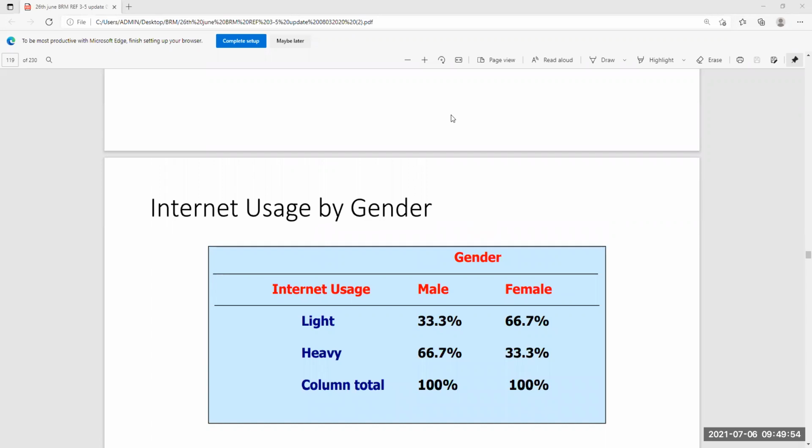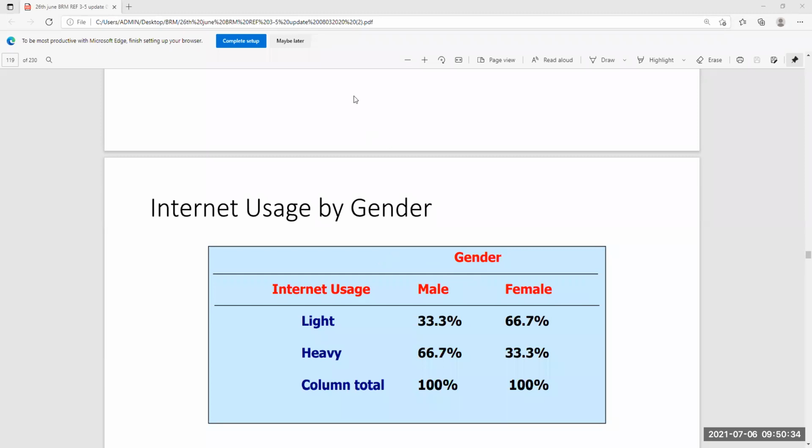Very good. Excellent, Banu Prakash. 66.7% women who have expressed light usage. Excellent, Pranita. Thank you so much. Thank you, Siddharth. Very good. Right. And on the other hand, light usage of internet by men, what percentage? Excellent, Nisarga, Siddharth, Pranita, Banu Prakash, 33.3%, right? So this is an example of cross-tabulating the data. It is a method of using.